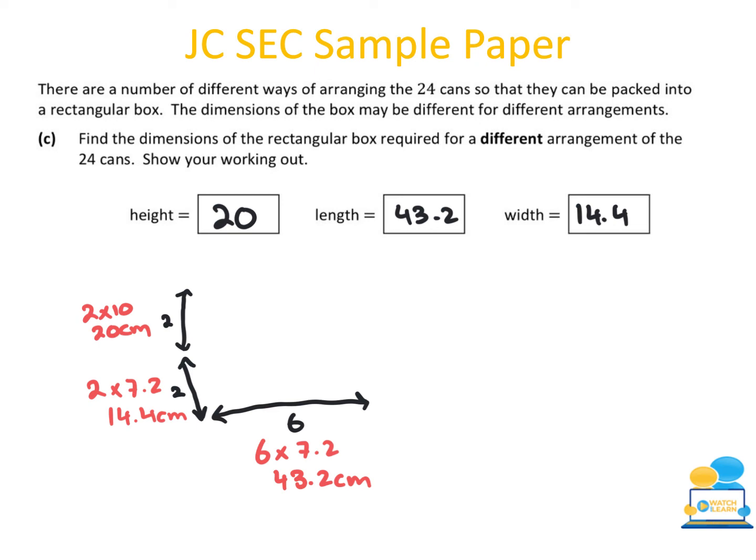As I said, there's multiple different ways that you could do this question. There's no right or wrong way, okay, as long as you have the 24 cans catered for and that they're fitting into the rectangular shape box.